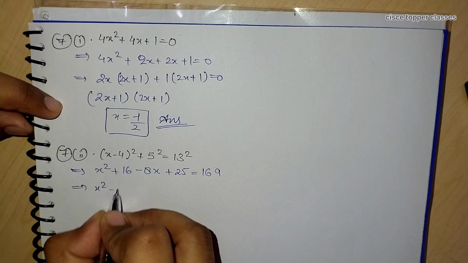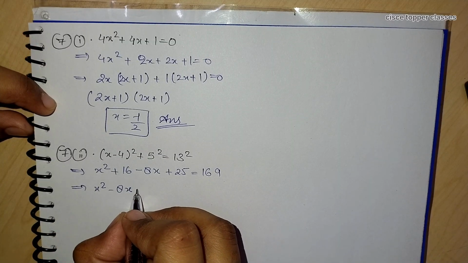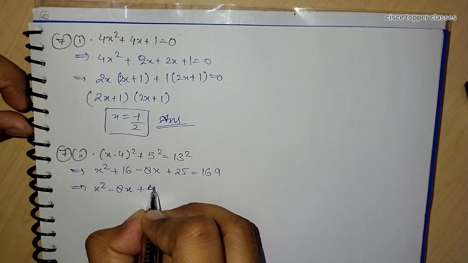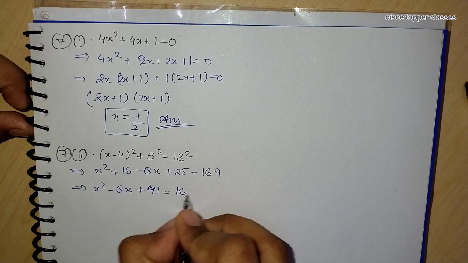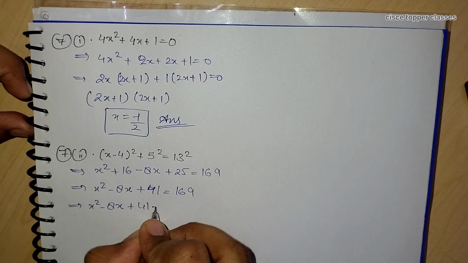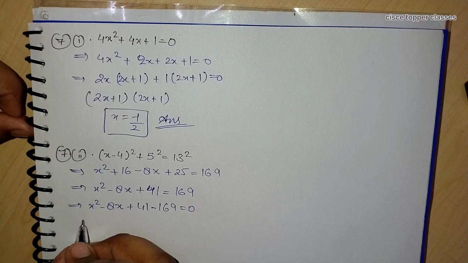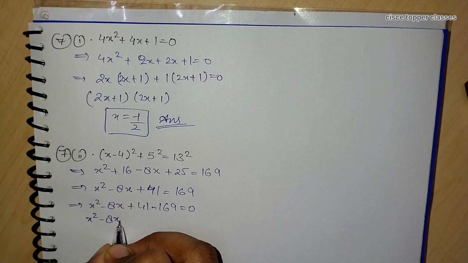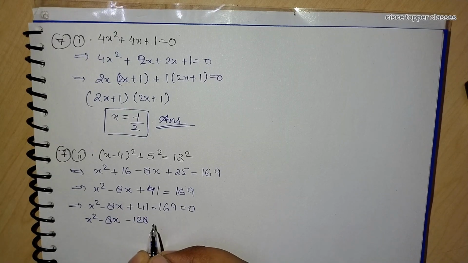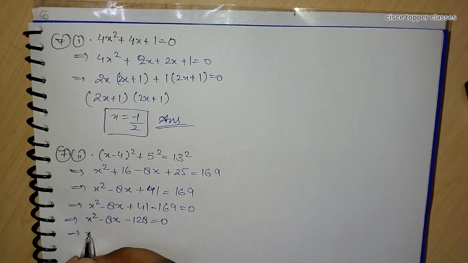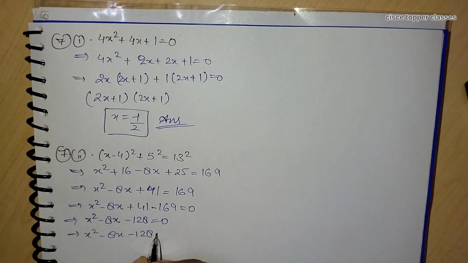So x square minus 8x plus 16 plus 25 is equal to 41, sorry, from here it will be 41 equal to 169, and x square minus 8x plus 41 minus 169 equal to 0. On subtracting this value, we will get x square minus 8x minus 128 equal to 0. So simply we can write here as x square minus 8x minus 128 equal to 0.